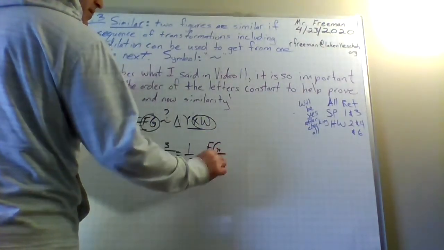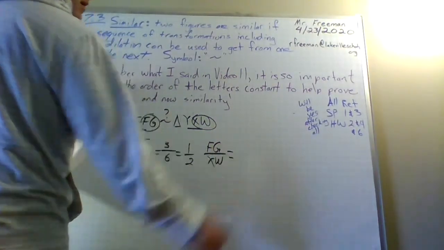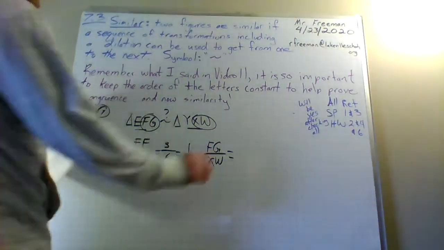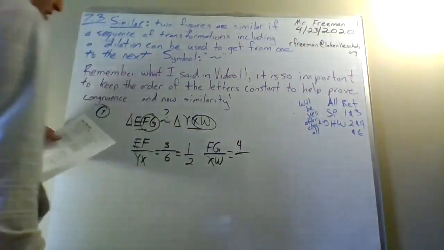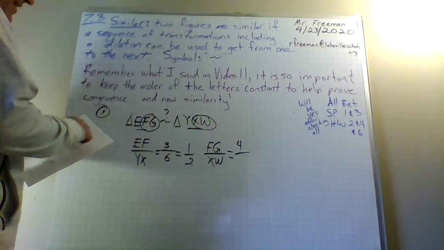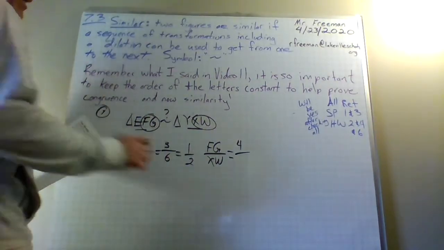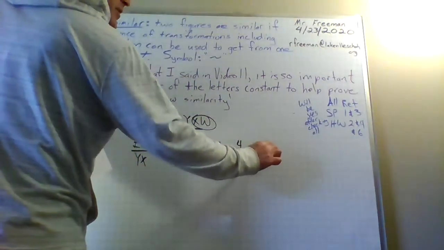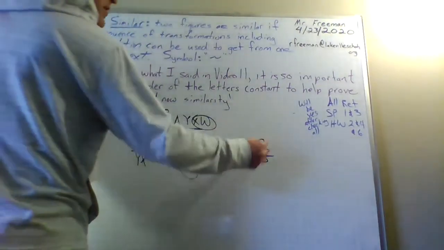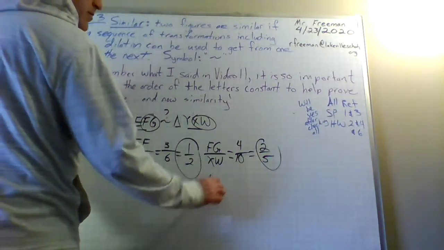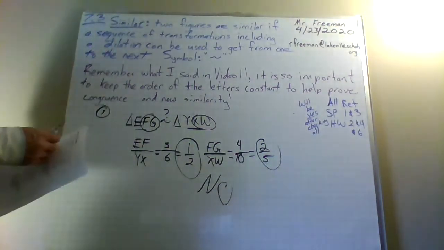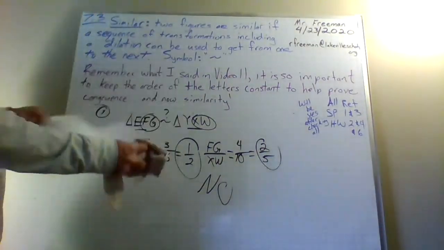Okay, what if I choose, say, FG and XW? FG to XW. Well, FG is 1, 2, 3, 4. And XW is 1, 2, 3, 4, 5, 6, 7, 8, 9, 10. Which reduces to 2/5. Well, guess what? 1/2 and 2/5 are not equal to each other. So that's a big fat no. Alright, let's look at number 3.